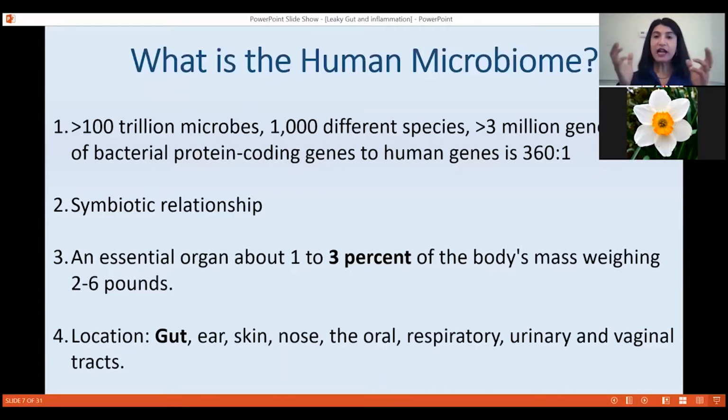So if you look at the entire human microbiome, it constitutes 1 to 3% of our body's mass and can weigh between 2 and 6 pounds. They're located everywhere. They're on our skin, in the ears, nose, mouth, very importantly in the respiratory tract, nose, sinuses, trachea, inside the urinary tract, and also in the vaginal tract. But most of the bacteria is located inside the gut or the digestive system. And hence, the gut is the center of where most of the activities happen.